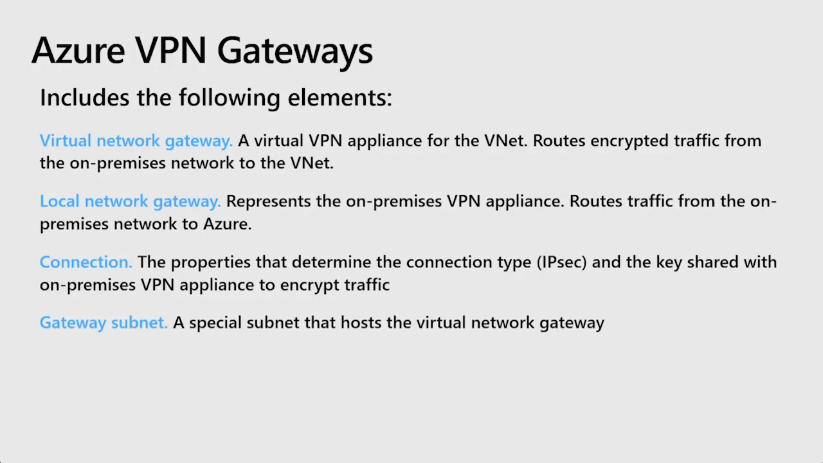Now between these two, we have the connection itself. And the connection is configured with different properties like the connection type and a key that is shared with the on-premises VPN appliance for doing the encryption of that traffic. It's important to make sure that your local network gateway supports the connection type that you've configured. And finally, the gateway subnet. So that was the special subnet inside our Azure Virtual Network that hosts that Azure VPN gateway.